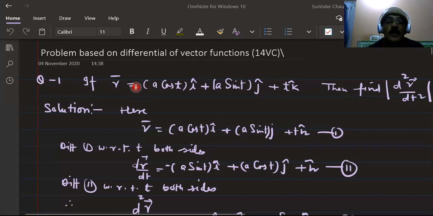Hello students, in this chapter of differential of vector functions, we will find derivatives of vector functions. Before solving the problems of vector function, let me compare it with the derivative of scalar function which we have studied in the differential calculus of BA Basic First Year class.